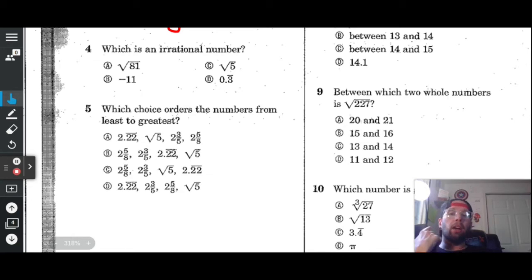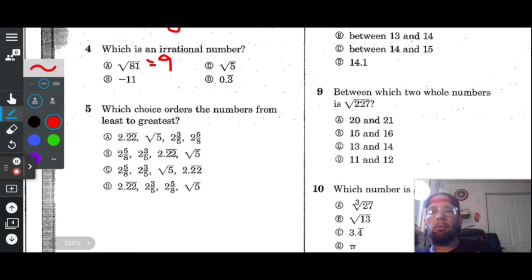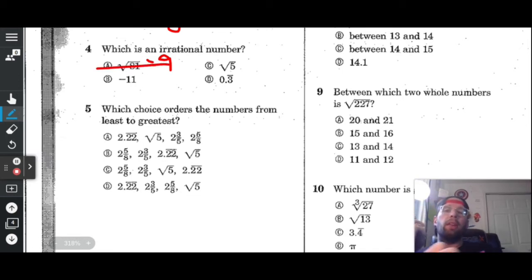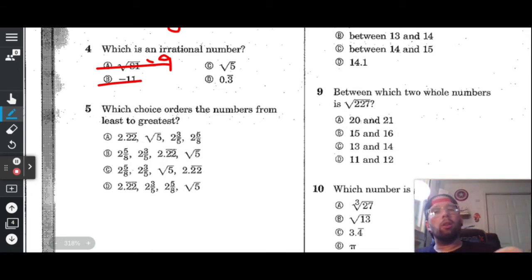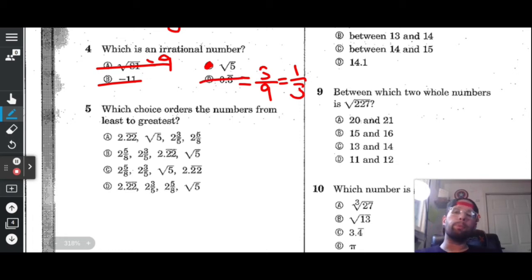Going back to which one is irrational. Irrational means it's terrible. The square root of 81, I know what that is: 9. So that's not irrational. That's lovely. 9 is lovely, so it can't be A. Negative 11 is lovely, so it can't be B. The square root of 5 is terrible, and let's just double check. The square root of 5 is terrible, so it's got to be C. And 0.3 repeating can be written as a fraction, 3 over 9, which is the same as 1 over 3. So it can't be D.